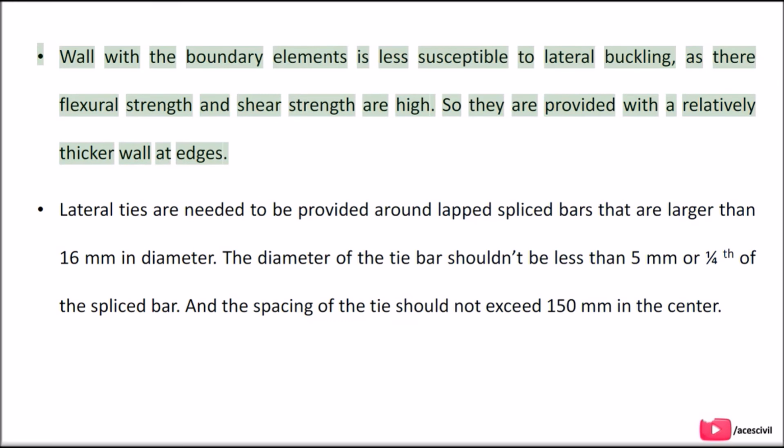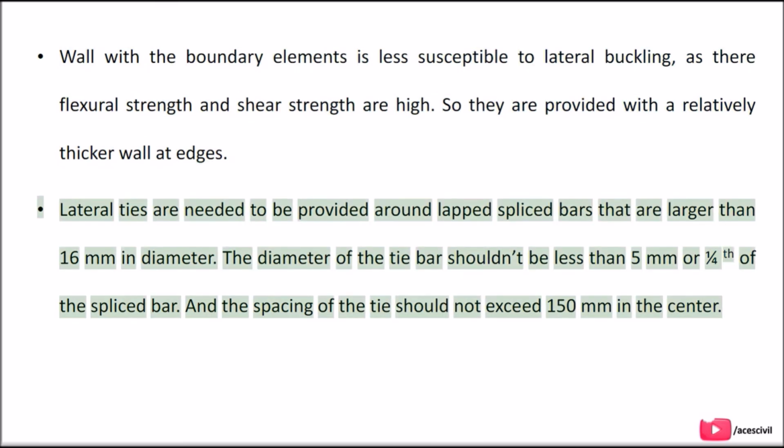Walls with boundary elements are less susceptible to lateral buckling, as their flexural strength and shear strength are high. So they are provided with a relatively thicker wall at edges. Lateral ties are needed to be provided around lap spliced bars that are larger than 16 mm in diameter. The diameter of the tie bar shouldn't be less than 5 mm or 1/4th of the spliced bar. And the spacing of the tie should not exceed 150 mm center to center.